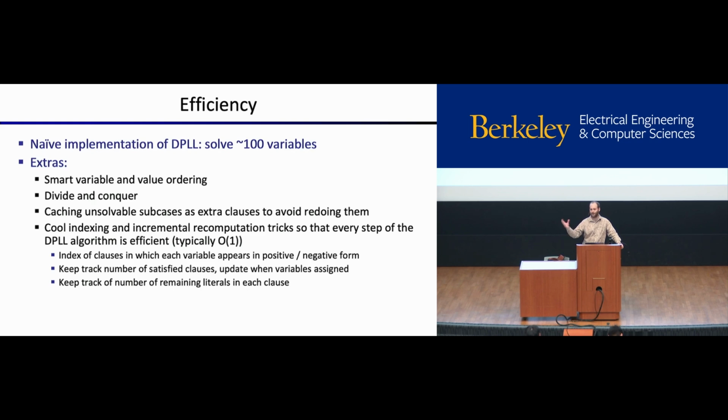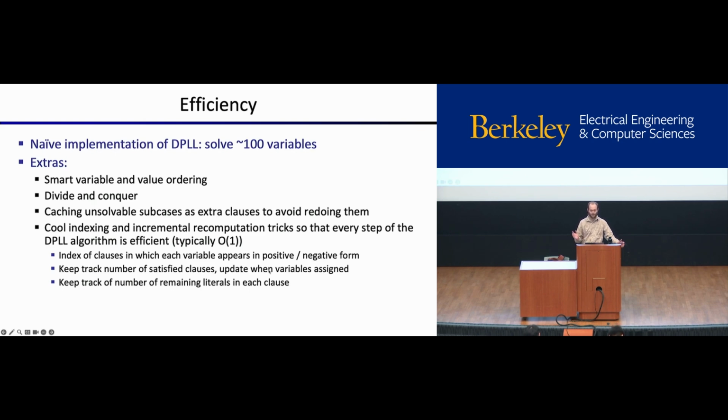So if you've determined that you're going to run into a problem in some setting, but it's in separate branches of the depth first tree, you can cache that it didn't work over there, so it's definitely not going to work over here. And you can do cool indexing and incremental recomputation tricks so that every step of the DPLL algorithm is efficient and runs in constant time.